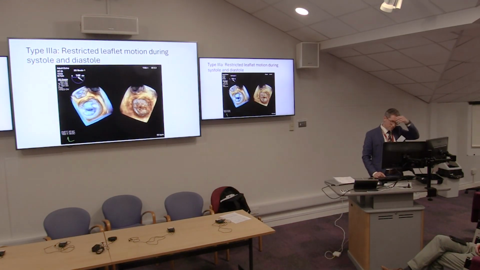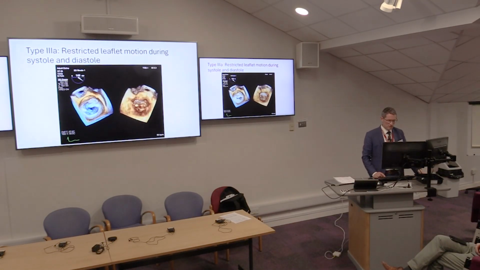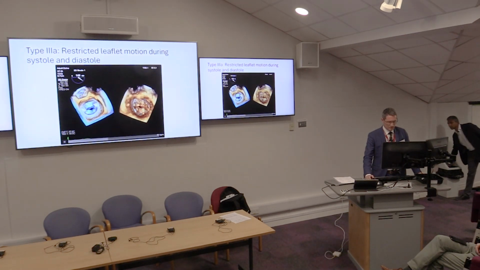And then this is an example of rheumatic mitral stenosis. This patient did have a degree of mitral regurgitation too, but the predominant pathology was a stenotic valve. And you can see there's quite a lot of calcification and mitral annular calcification as well in this patient, which is contributing to that restriction.